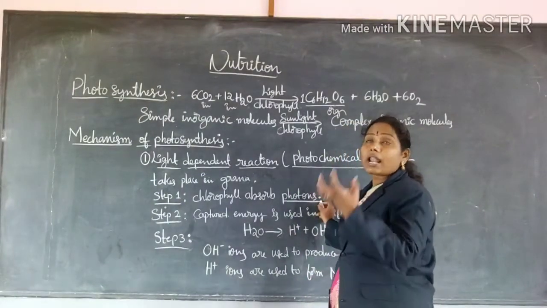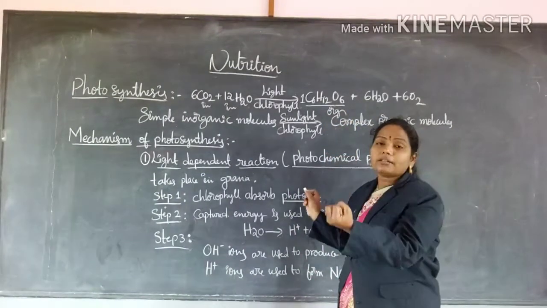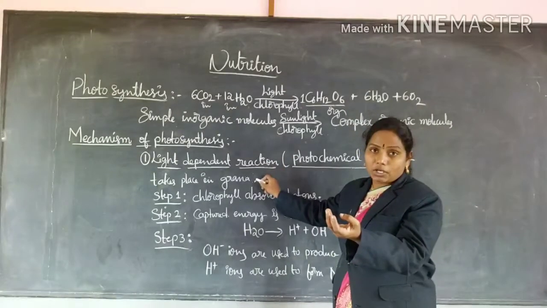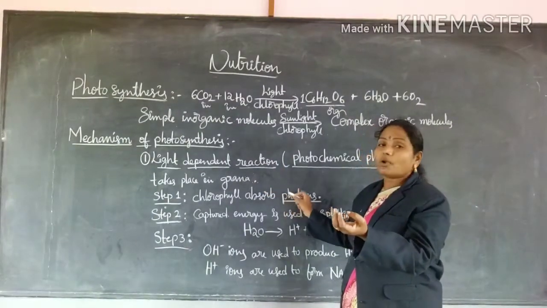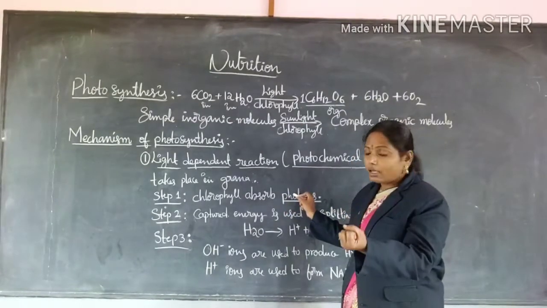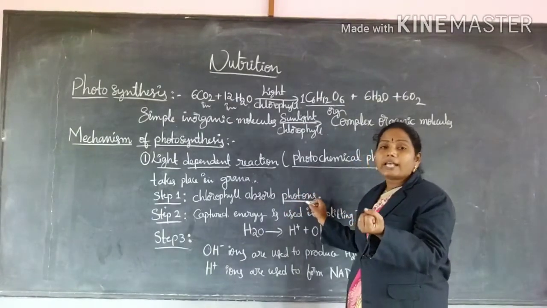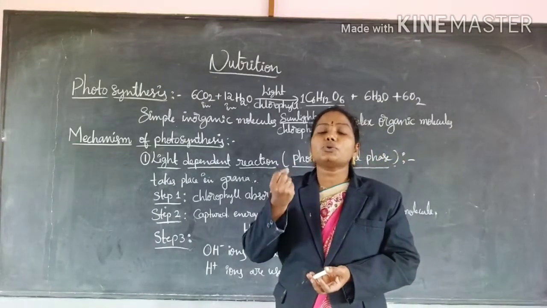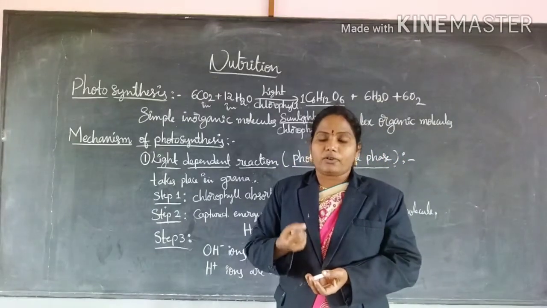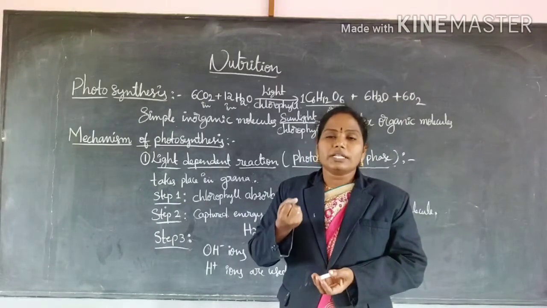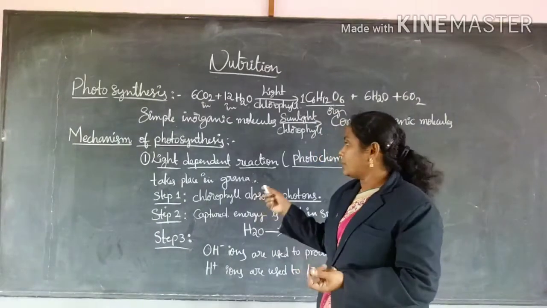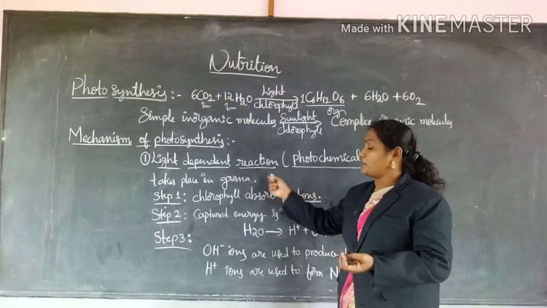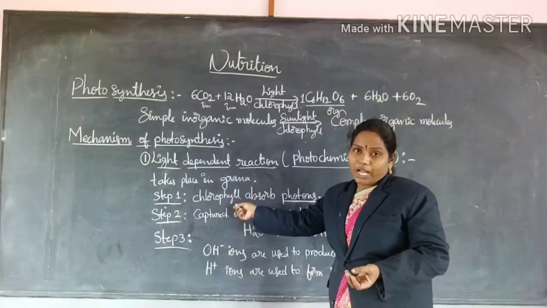So the sunlight is absorbed by the chloroplast, grana or thylakoid. At that time, chlorophyll absorbs the sunlight as photons. Photons are the smallest units of light. So it is called that photons are absorbed by chlorophyll.